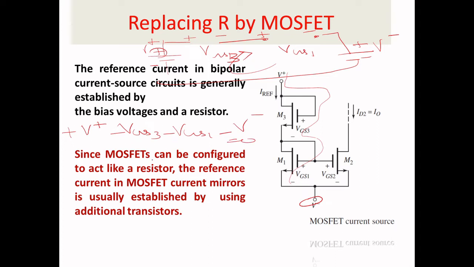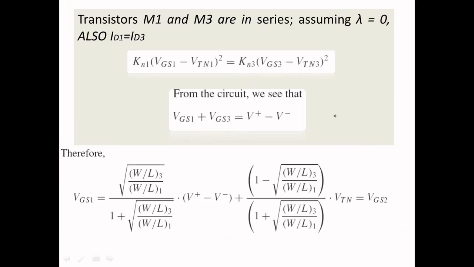If you rewrite this equation, what will you get? V plus minus V minus equals, bringing these two terms to the right side so they become positive, VGS3 plus VGS1. This is a very important equation we will be using in all numericals. V plus minus V minus equals, with the minus in the superscript, VGS3 plus VGS1. This is how the equation was obtained. You want to remember this important equation.